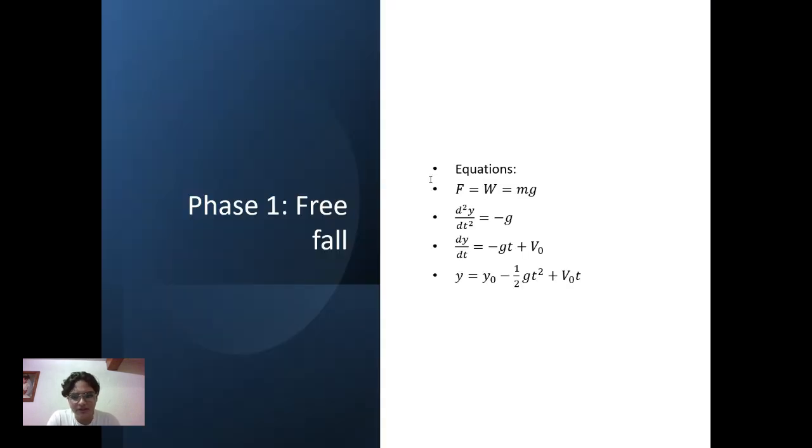In the first phase, the only force acting on the jumper is gravity. Using Newton's second law, we get the following system. The acceleration is equal to minus g, and the velocity is minus g times time, plus the initial velocity, and the position is the initial height, minus 1/2 g t squared, plus the initial velocity times t. Since the jump starts from rest, the initial velocity is 0.